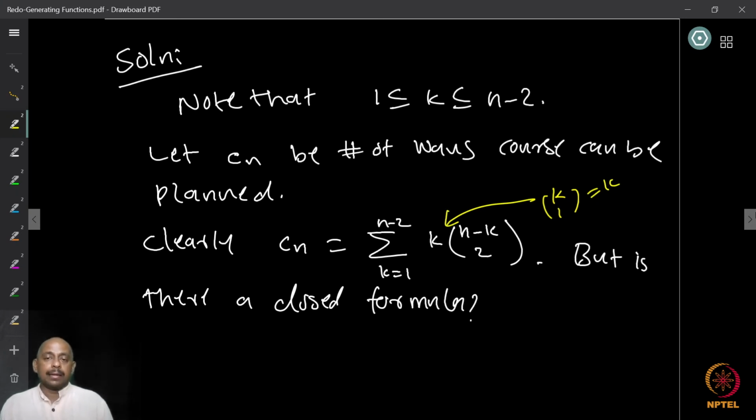And then the remaining n minus k days are there for the second part, and I need to fix 2 days for labs, right? So 2 days I can choose in n minus k choose 2 possible ways. This is the number of ways to choose 2 days out of the n minus k days. So therefore k times n minus k choose 2. This is the number of ways to design the course if you have exactly k days for the first part and n minus k for the second part. Now k can vary from 1 to n minus 2, we said, right? So I can sum over all these possibilities: k equal to 1 to n minus 2, k times n minus k choose 2.